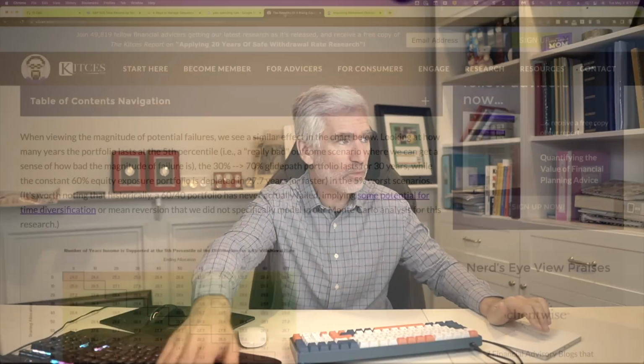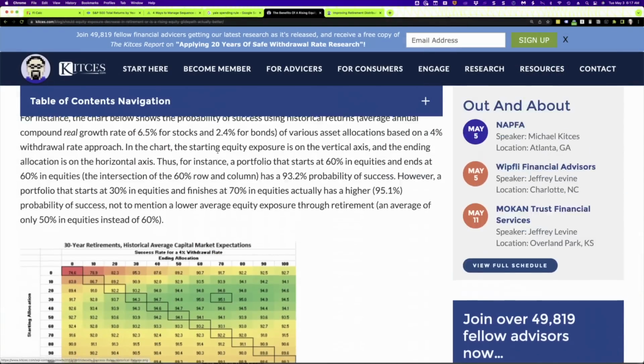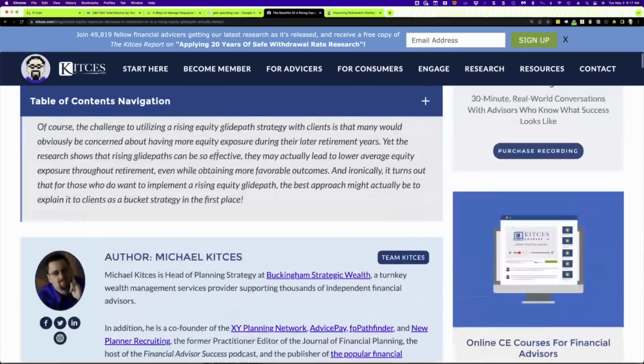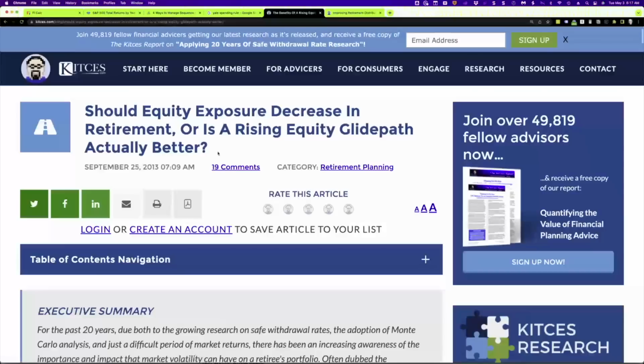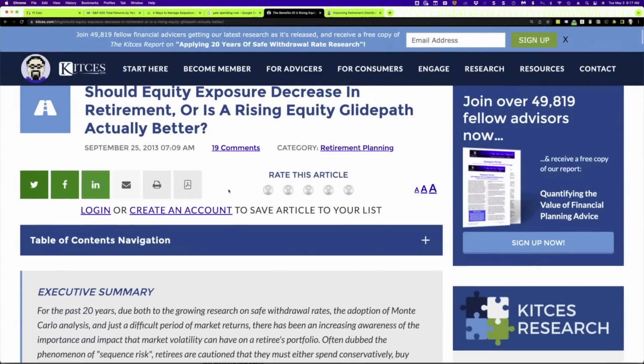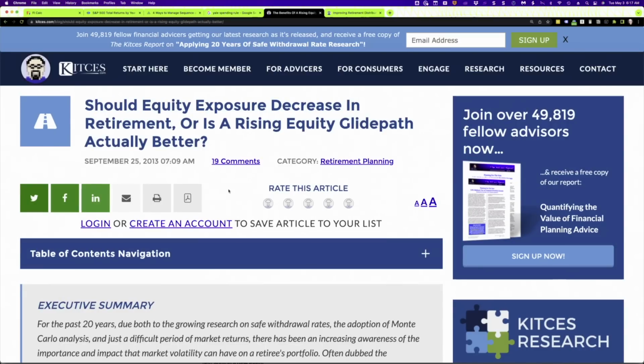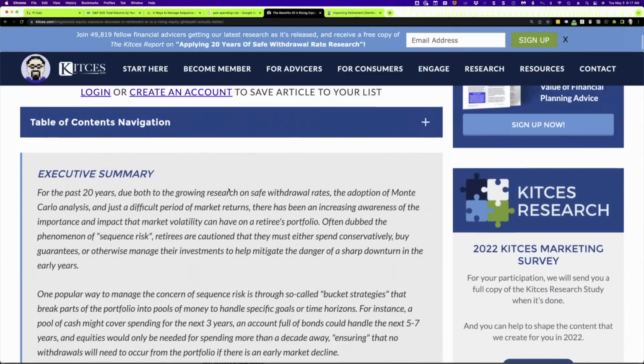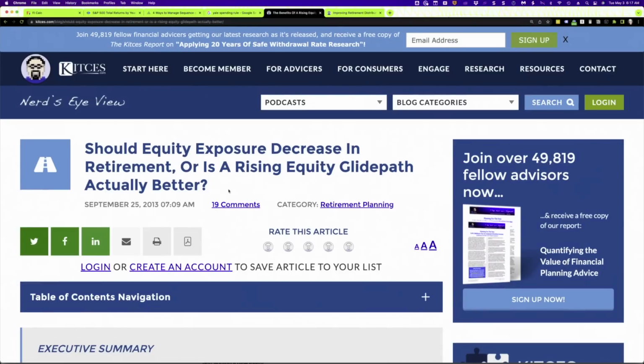I will link to an article. Again, this is from Kitces as well, along with Wade Pfau. They've done research on this, but this is the article on the benefits of the rising equity glide path. I have to say, I understand the math and the logic behind it. Probably not an approach I would take, but I think it's worth considering. And they actually link in this article to a study that they both did on this.